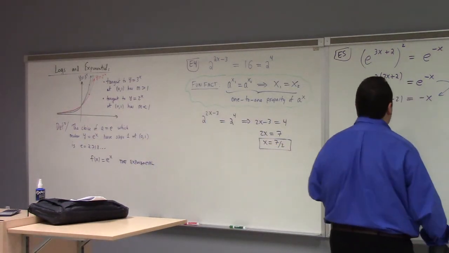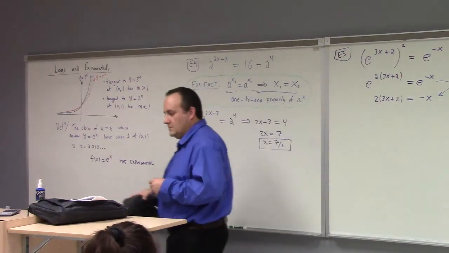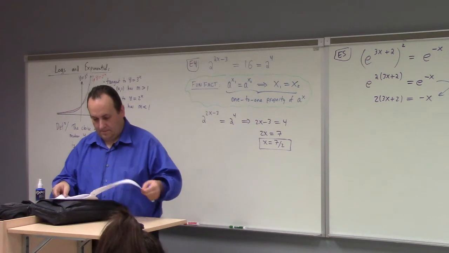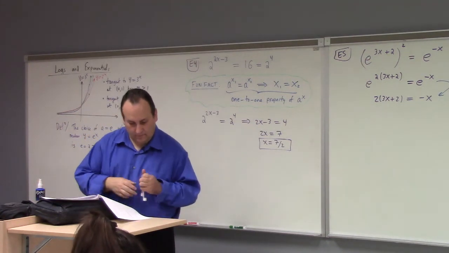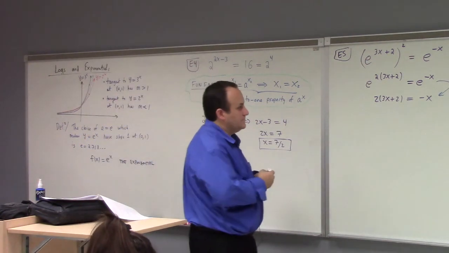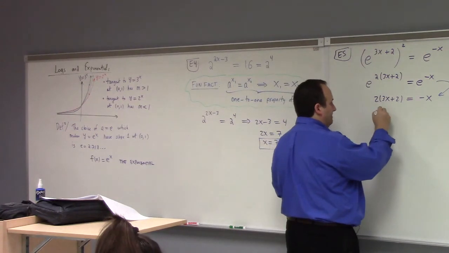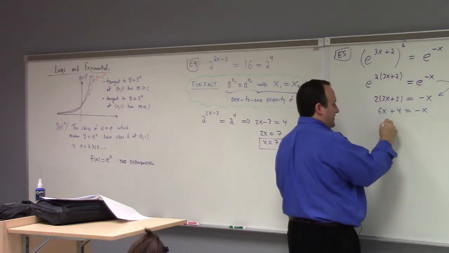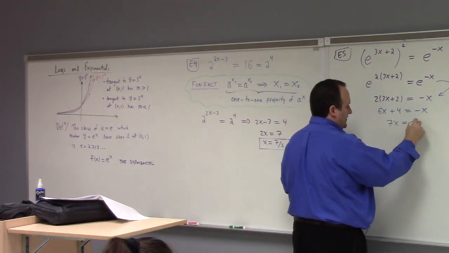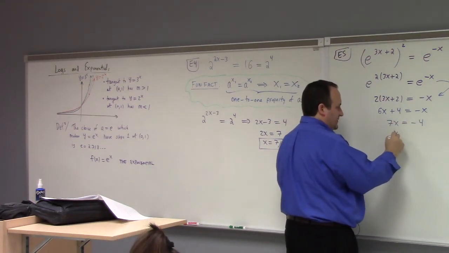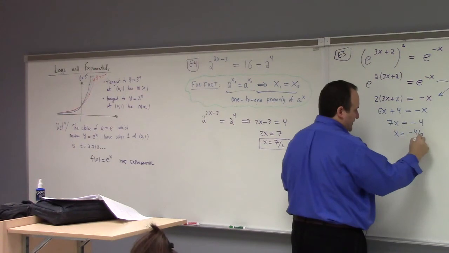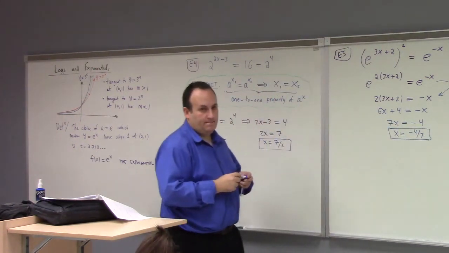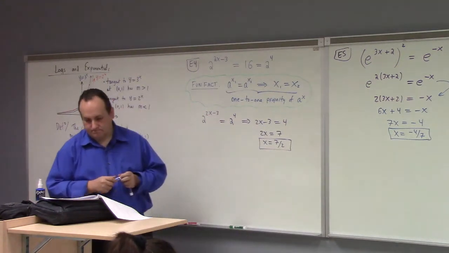All right. So then you can solve for x, right? Can you solve that for x? So we've got 6x plus 4 equals minus x, which gives me 7x equals minus 4, which then gives me x equals minus 4/7.